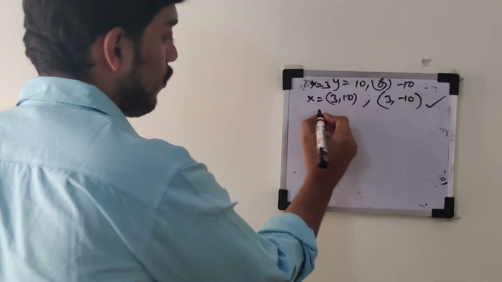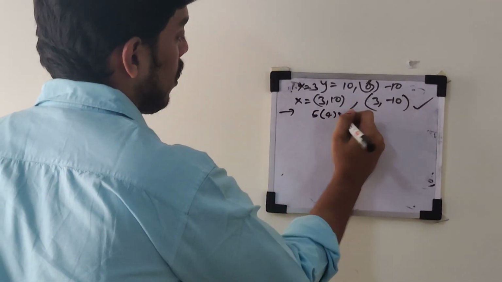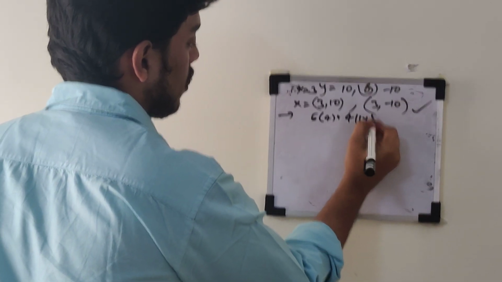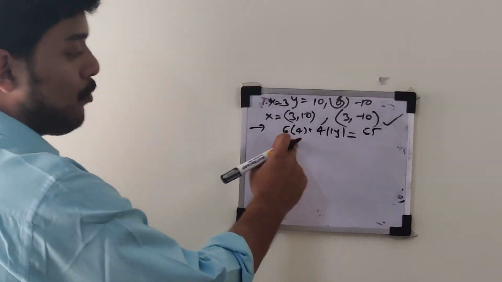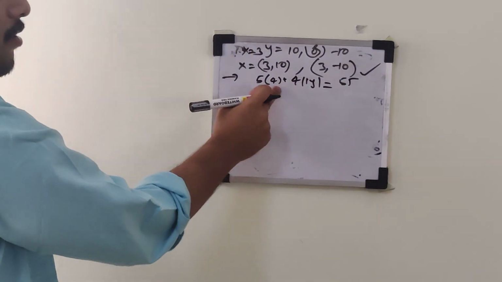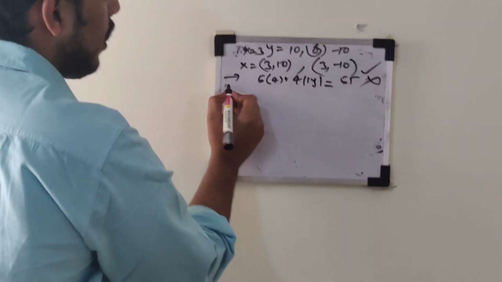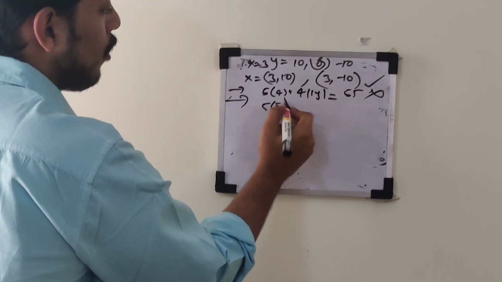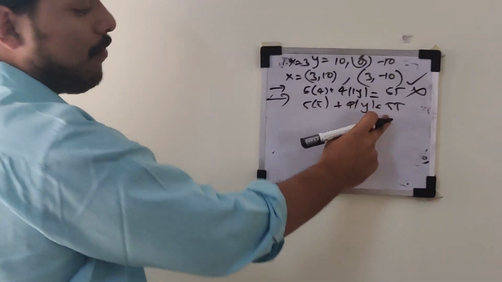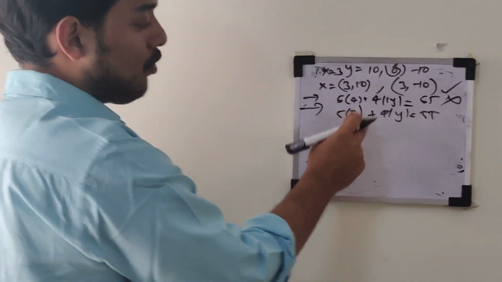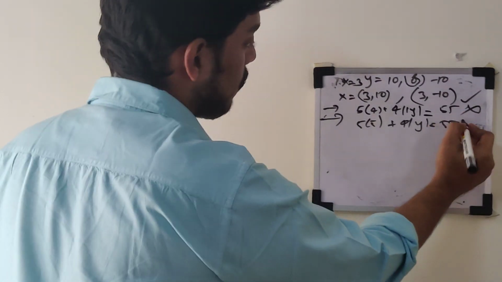If x is equals to 4, again substitute in the equation. 5 into 4 plus 4 into mod y is equals to 55. If we remove 20 from 55, we get 35. 35 is not divisible by 4. So there will be no integer solution possible here. And similarly 5 into 5, 25 plus 4 into mod y is equals to 55. And again 55 minus 25 is 30. 30 is not divisible by 4. So here also integer solutions are not possible.